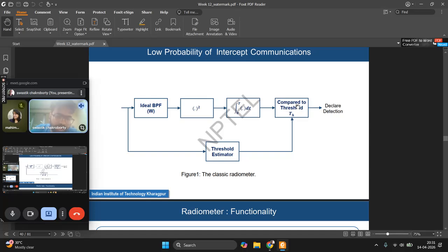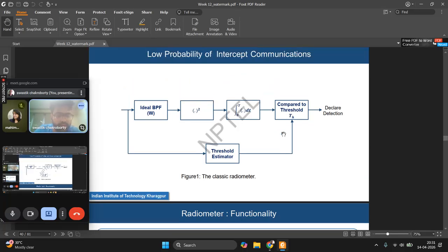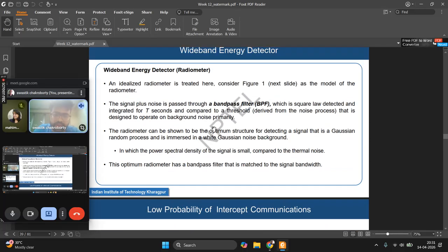Whatever threshold it has for deciding whether a signal is present or not, it must have a detection threshold. It will compare to that detection threshold and, based on that, declare the detection. So it is pretty straightforward: concentrate your energy in the band, do a correlation, compare with the threshold, and declare your finding. It is a very straightforward technique.